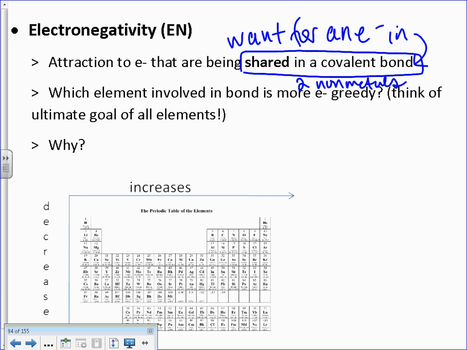So instead of maybe one taking it and one giving it, they're just like, hey, we'll hold it in the middle, we'll both touch it, let's just pretend we have it, but we're sharing it. And that's what a covalent bond is. We're going to get to that in our next unit.